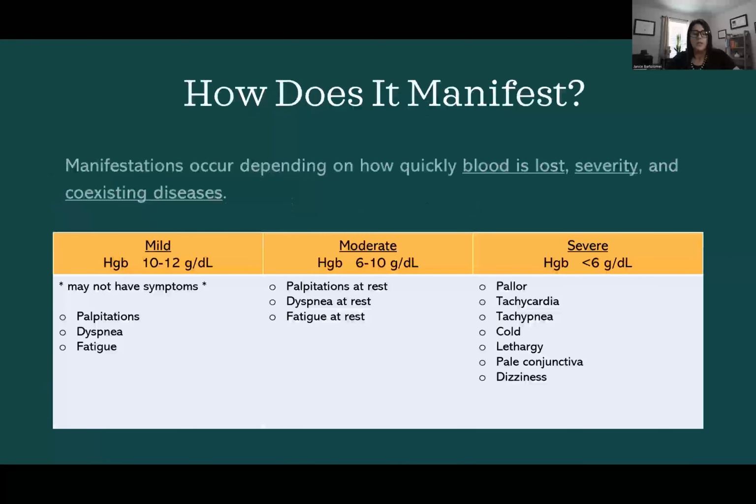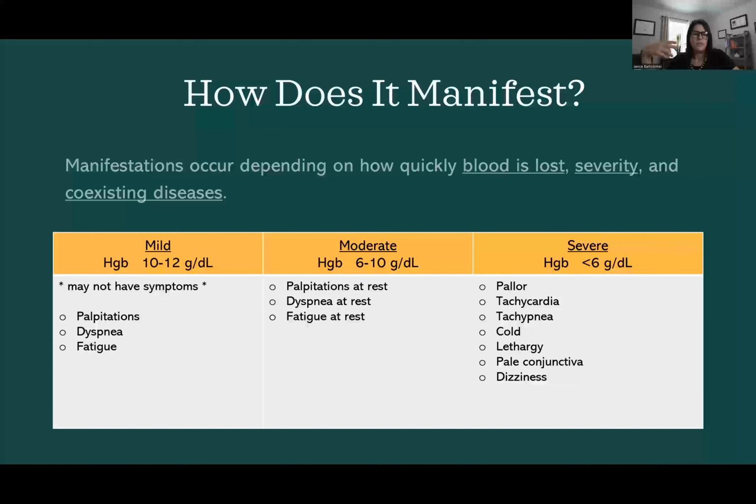Okay, so what do clients experience when they have anemia? Well, the manifestations really depend on how quickly blood is lost, how bad the blood loss is, and also any coexisting diseases that the client might have. There are different levels, and so we talk about mild, moderate, and severe. I have the levels listed here. Mild is 10 to 12, moderate is 6 to 10, and severe is less than 6.